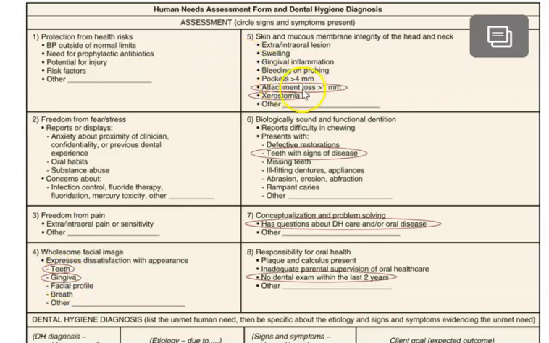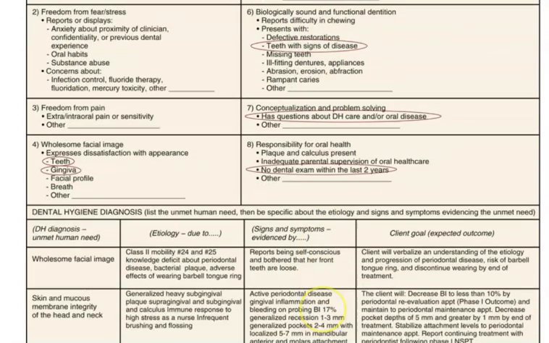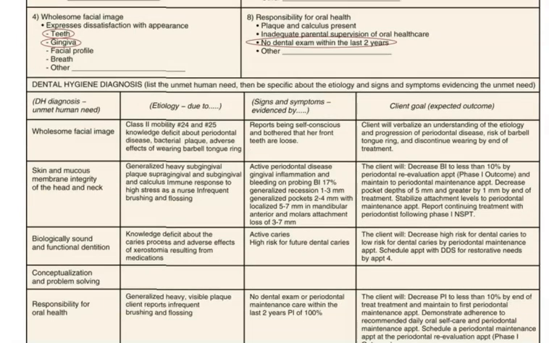We saw that they have cal, we saw that they have dry mouth, we saw that they have cavities, we saw that they have questions about dental hygiene care or about oral disease, so maybe they have questions about periodontal disease, and we noticed that they haven't gone to see a dentist within the last 2 years. So that is why these have been circled. So once you identify the signs and symptoms, all of these that are listed here are your signs and symptoms, okay? Once you identify this, then you have to write out the dental hygiene diagnosis. So the way to do it is you list the unmet human need.